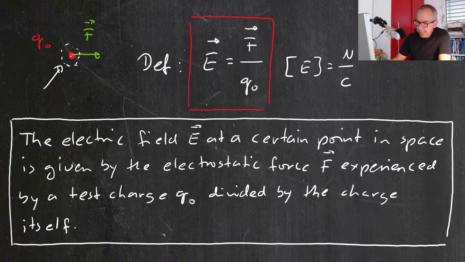The electric field E at a certain point in space is given by the electrostatic force F experienced by a test charge Q0 divided by the charge itself. If we look at the picture, then we see the force that we have up here depends on the surrounding, so on this source charge that we do not see, but also on Q0, on the one hand by magnitude, but also it depends if it is a positive or a negative charge.